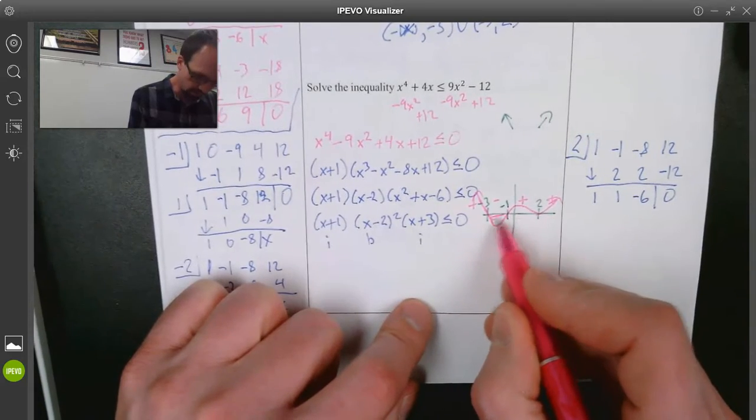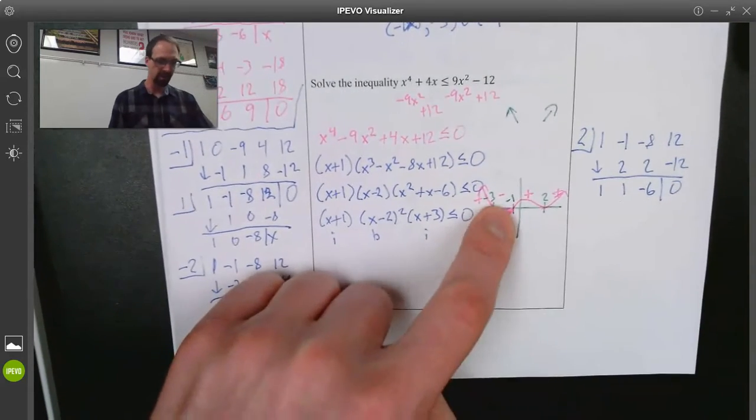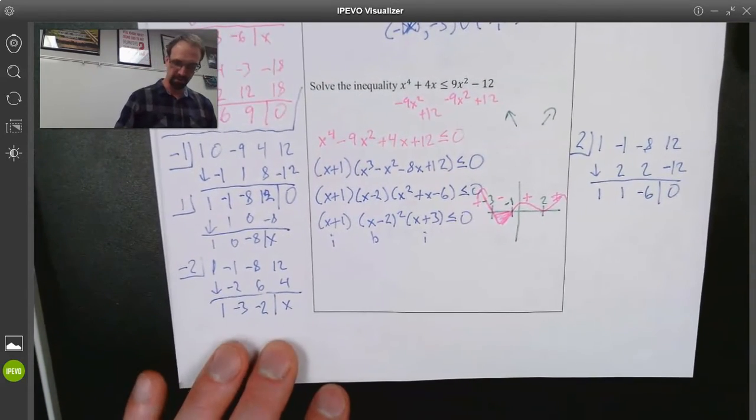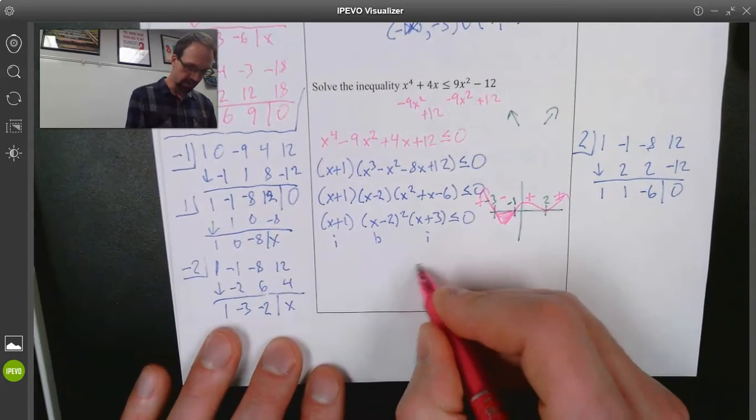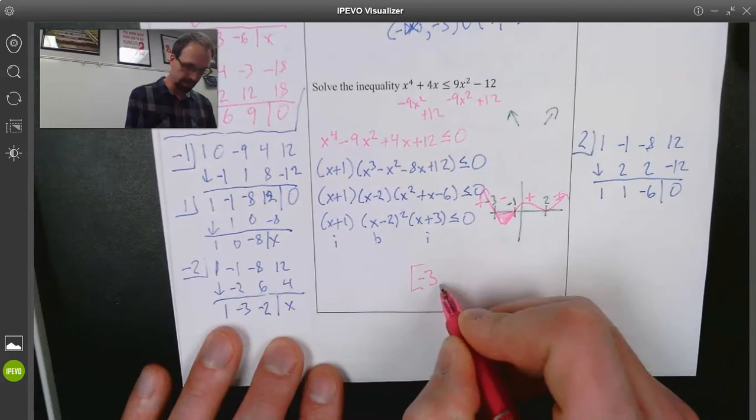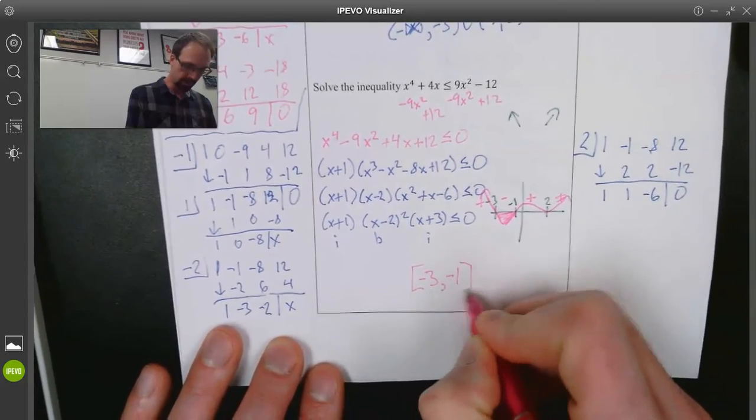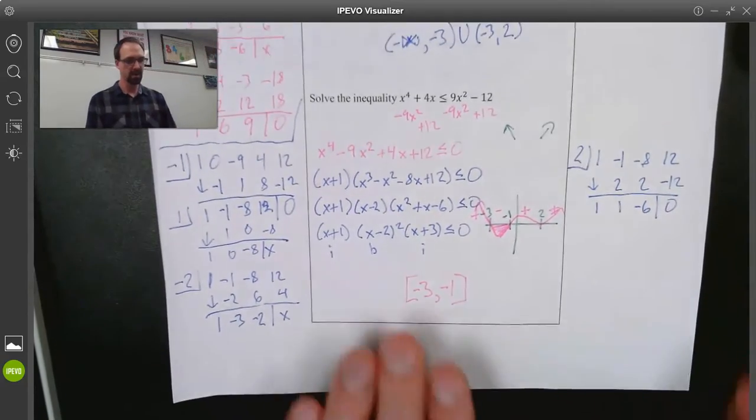So I want to know when it's less than or equal to 0. It's only in between this area where it's negative that it's actually going to be less than or equal to 0. So my interval for this one is going to be from negative 3 inclusive to negative 1 inclusive. So there's my solution for that.